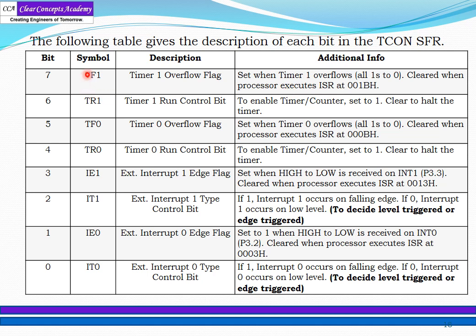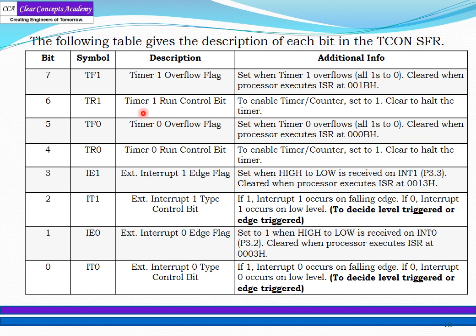When this flag is set to 1, it means there is an interrupt or an overflow. If you are using the timer, it is set when timer 1 overflows. When timer 1 goes from FF to 0, this will be set to 1. That means the interrupt has occurred and it will directly jump to the address 001BH and attend the routine written there.